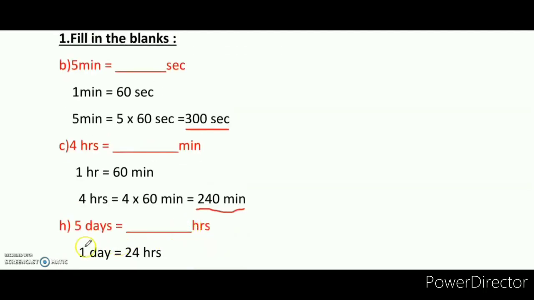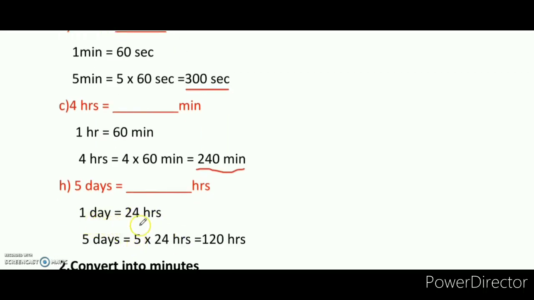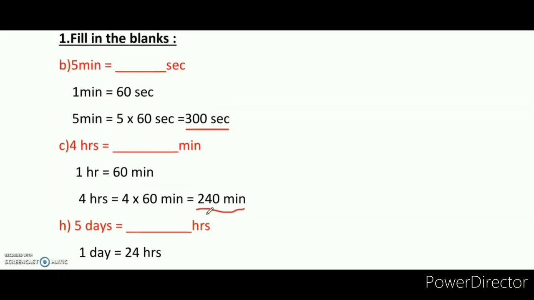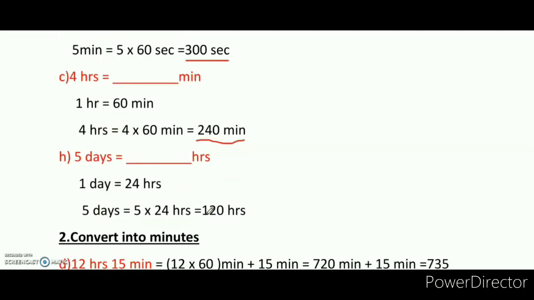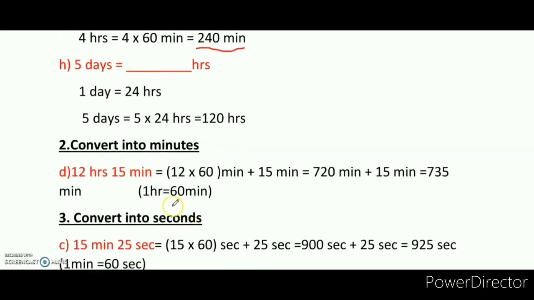Your H bit is, children, 5 days is equal to dash hours. We all know 1 day is equal to 24 hours. So 5 days will be 5 into 24, which is equal to 120 hours. Yes children, the rest of the bits of question number 1 you have to do on your own. So let's move on to question number 2.